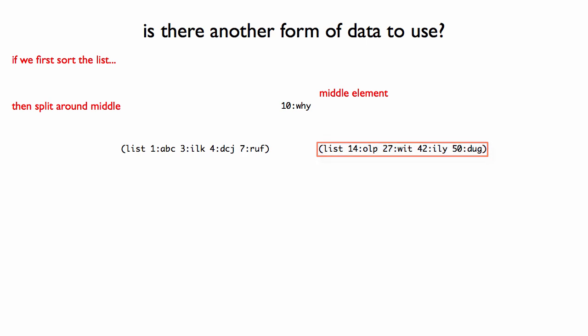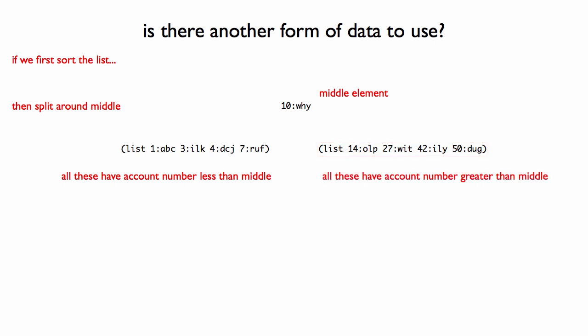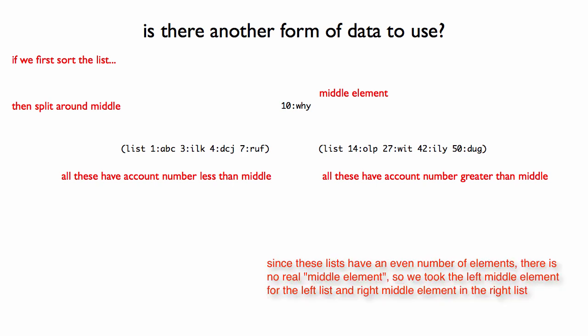And so the important thing here is that in this left-hand list, this one down below on the left, all those have an account number less than the middle, less than 10. And the right-hand lower list, all of those have an account number bigger than 10. And so that's kind of neat. We could do it again. For each of those 2 lists, we could take the middle. So in the left-hand case, it's 3, and in the right-hand case, it's 42. And we'll do the same thing.